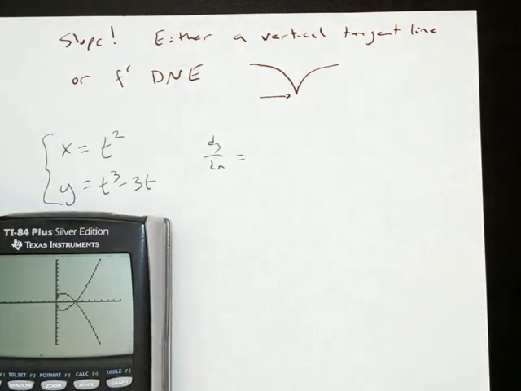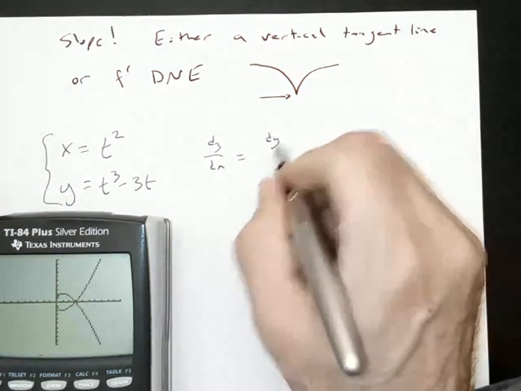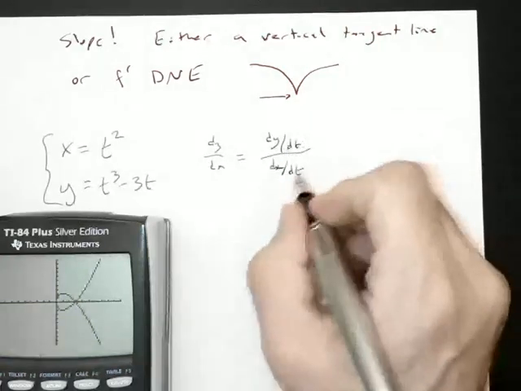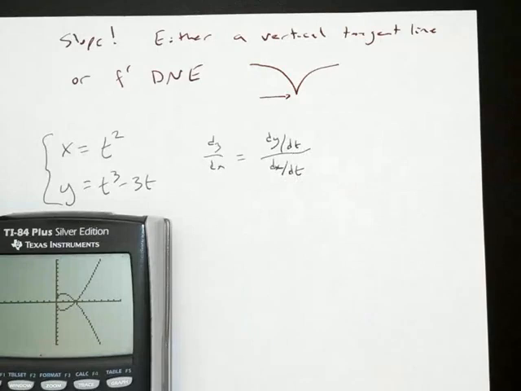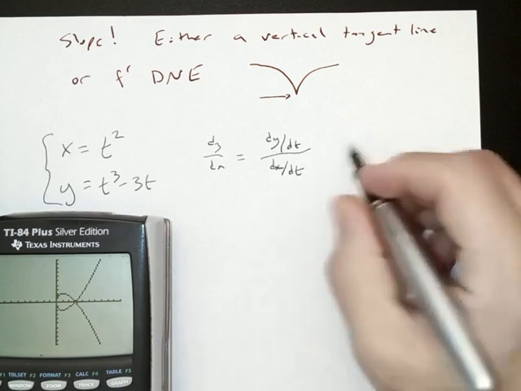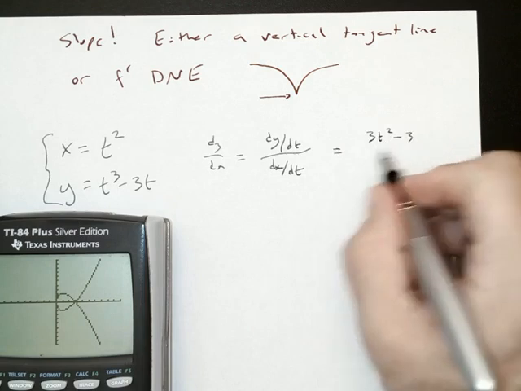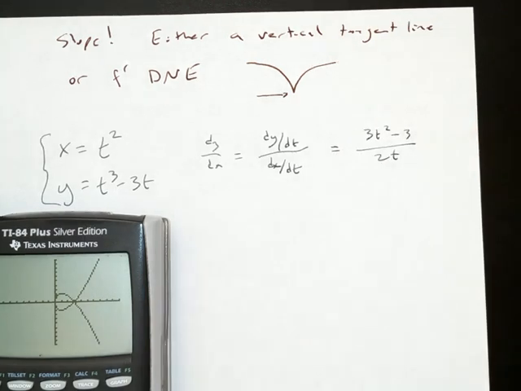The reason I write this without primes and with the dy/dt notation, the Leibniz notation, is because I like to think of the dt's as canceling out. If we were actually writing this as a fraction, the over dt on top and the over dt on bottom would cancel. So I get 3t squared minus 3 over 2t.